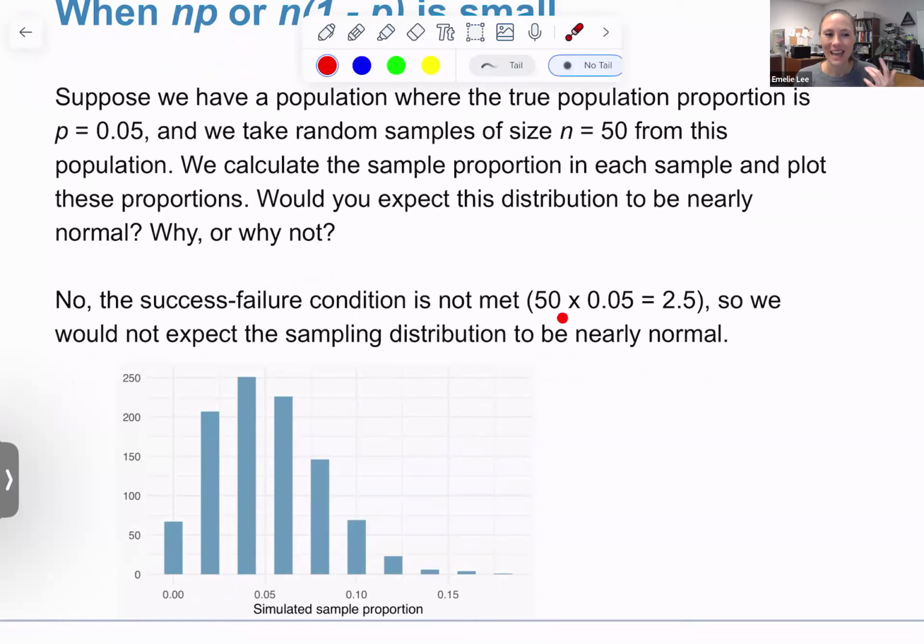I need n, which is 50, times p, which is 0.05, to be greater than or equal to 10. Same with the failures, but in this case, the failures have a 95% probability of happening, so I'm not concerned about that. Here, the condition isn't met: 2.5 is not greater than or equal to 10, so I can't assume I have a normal distribution. That's the reason we have to check the conditions, but for our problems, all the conditions will be met, it's just a matter of checking them. Okay?